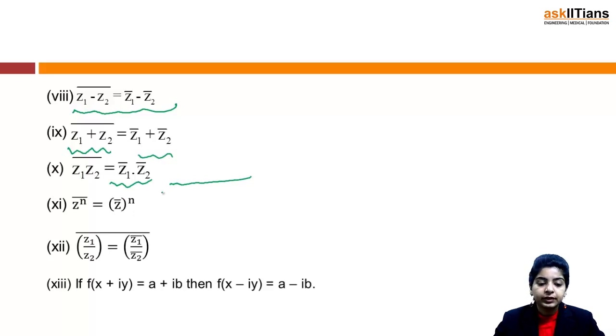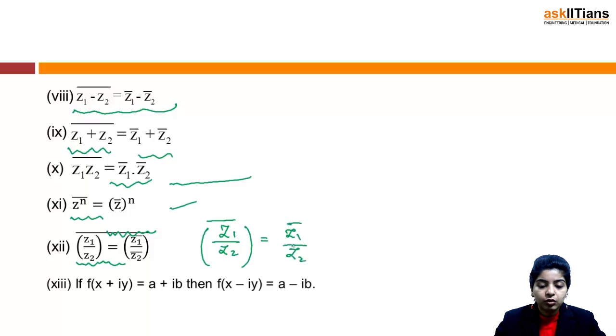Then Z to the power n whole conjugate is equal to Z conjugate raised to the power n. This is also quite obvious. Similarly, if I have Z1 by Z2 whole conjugate, this is equal to Z1 conjugate by Z2 conjugate, right? And if f of x plus iy is a plus ib, then f of x minus iy would be a minus ib.